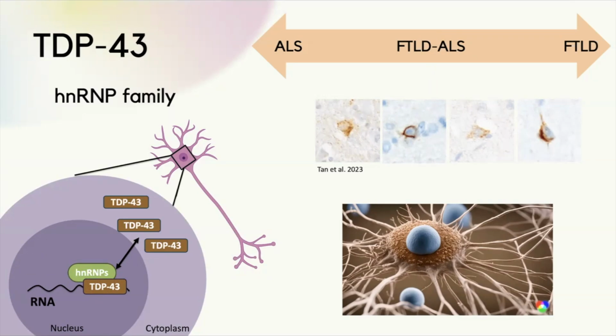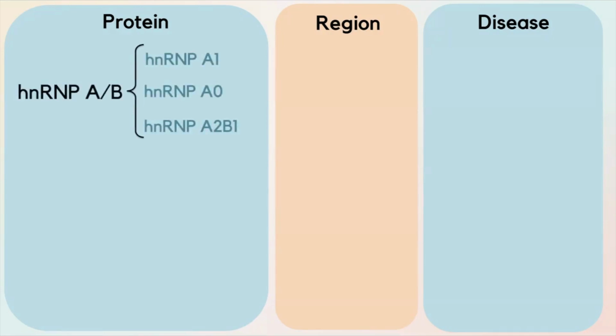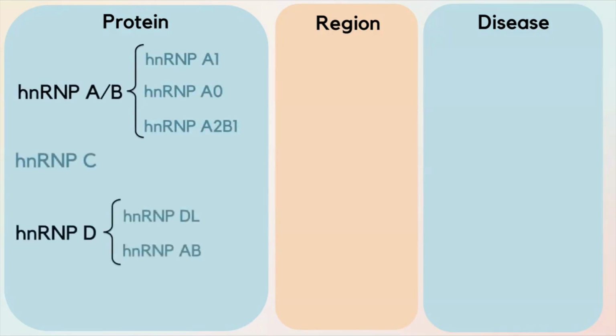Therefore, using immunohistochemistry and immunofluorescence, our study assessed 7 hnRNPs, all which have various important roles in RNA processing. The knockout of a single one of these hnRNPs can result in the differential splicing of thousands of RNA transcripts. The hnRNPs we specifically assessed were hnRNPA1, A0, and A2B1 from the AB family, hnRNPC, and then DL and AB from the hnRNPD family, and hnRNPH.